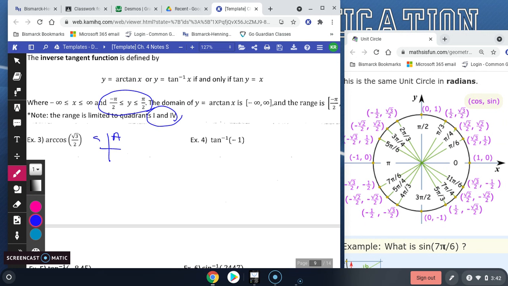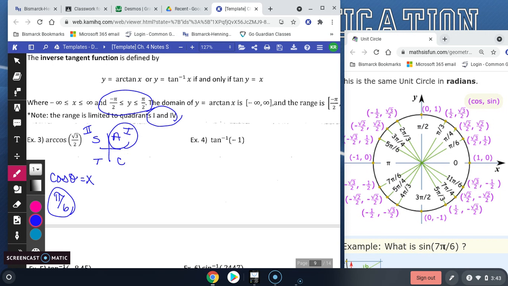So all snow tastes cold. If you're looking at quadrant 1 and quadrant 2, then quadrant 1 is where cosine is positive. Also, remember, cosine of theta is the x coordinate on your unit circle. So look in the first quadrant. I'm looking for an x that is √3/2, and it is pi over 6.